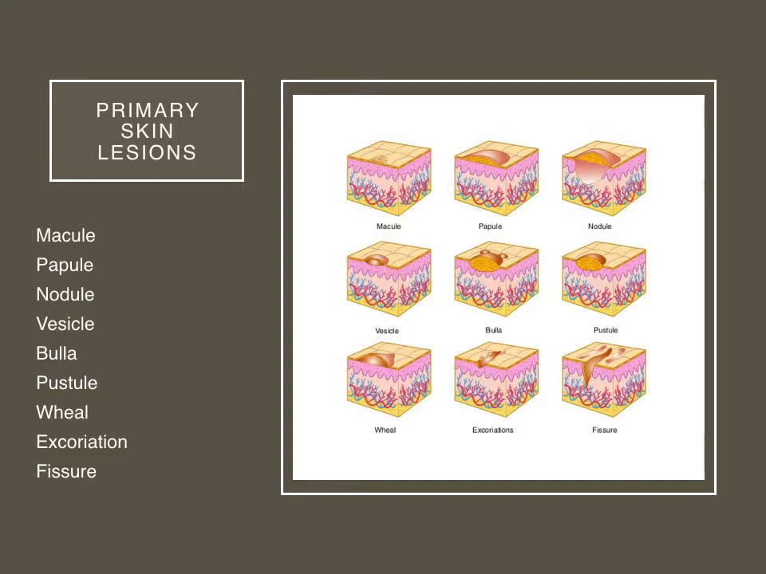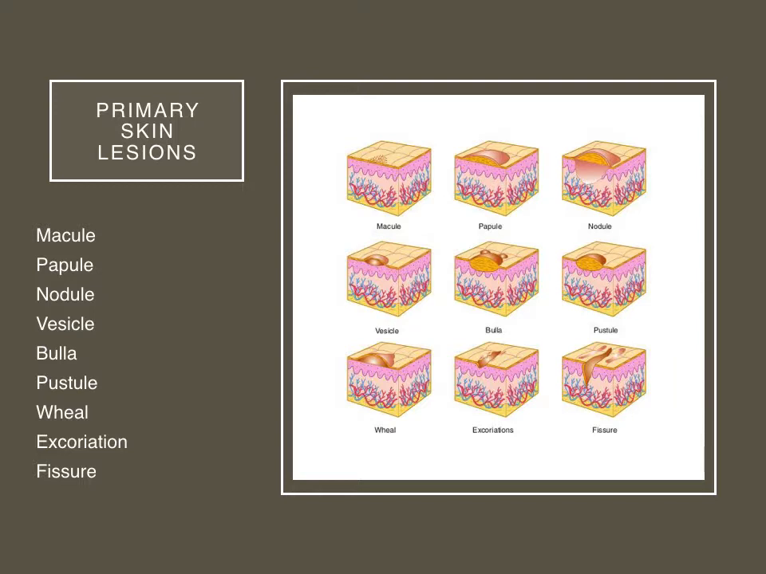A vesicle has fluid within it. A blister is a more superficial vesicle with a very thin membrane covering it. A pustule is a vesicle that has pus inside of it. A wheal is a swollen area in the upper layer of the skin that's often seen in allergy. Wheals are what are also known as hives.